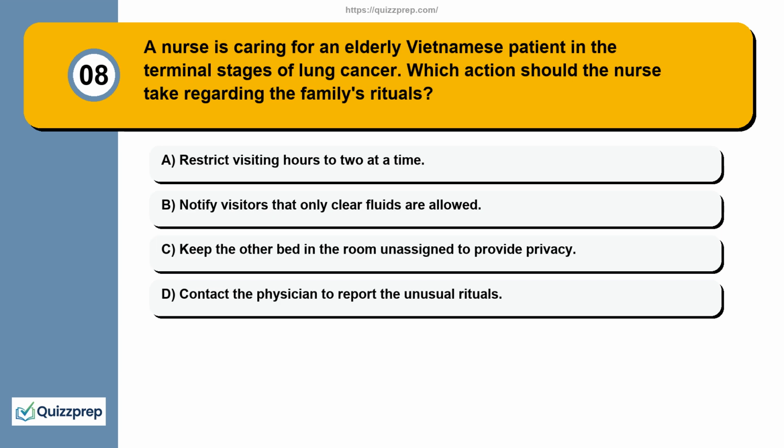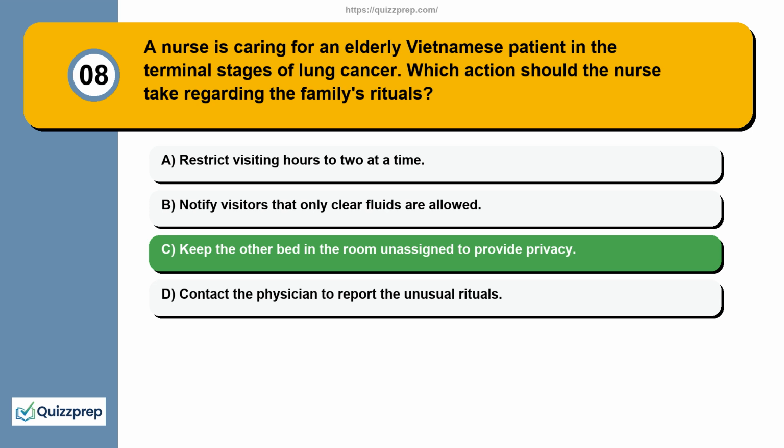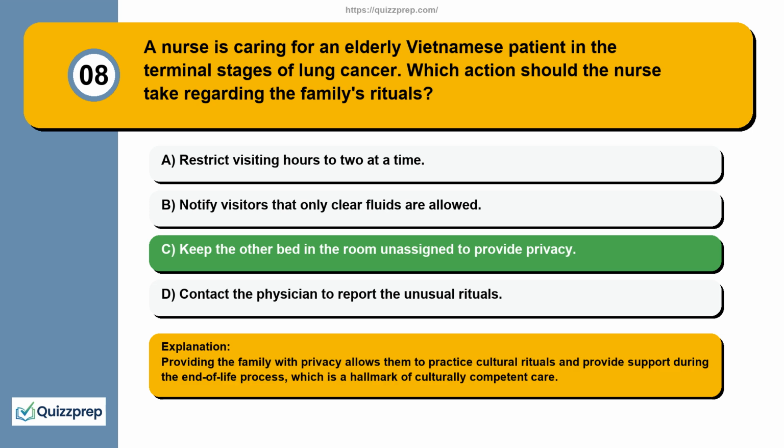Question 8. A nurse is caring for an elderly Vietnamese patient in the terminal stages of lung cancer. Which action should the nurse take regarding the family's rituals? Restrict visiting hours to 2 at a time. Notify visitors that only clear fluids are allowed. Keep the other bed in the room unassigned to provide privacy. Contact the physician to report the unusual rituals. Providing the family with privacy allows them to practice cultural rituals and provide support during the end-of-life process, which is a hallmark of culturally competent care.